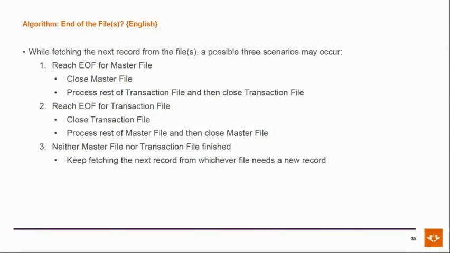After which, while fetching the next record for the files, a possible three scenarios may occur. You reach the end of file for the master file: you close the file, process the rest of the transactional files, and then close the transactional files. You reach the end of the transactional file: you close the transactional file, process the rest of the master file, and then close the master file. Neither of the master file or the transaction file is finished: you keep fetching the next record from whichever file needs a new record, which is simply step 7, explained in a more detailed way.